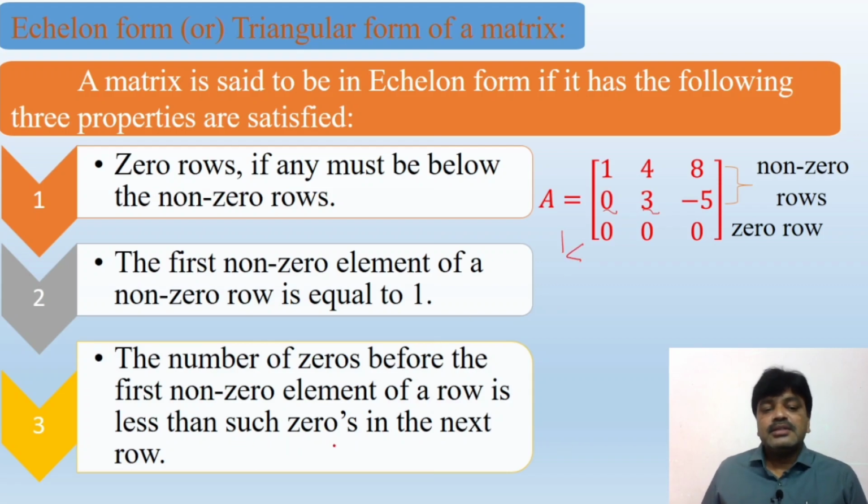Such zeros in the next row here. See here, how many zeros here, friends? 3 zeros. So it satisfies the third property, that means 1 is less than 3.